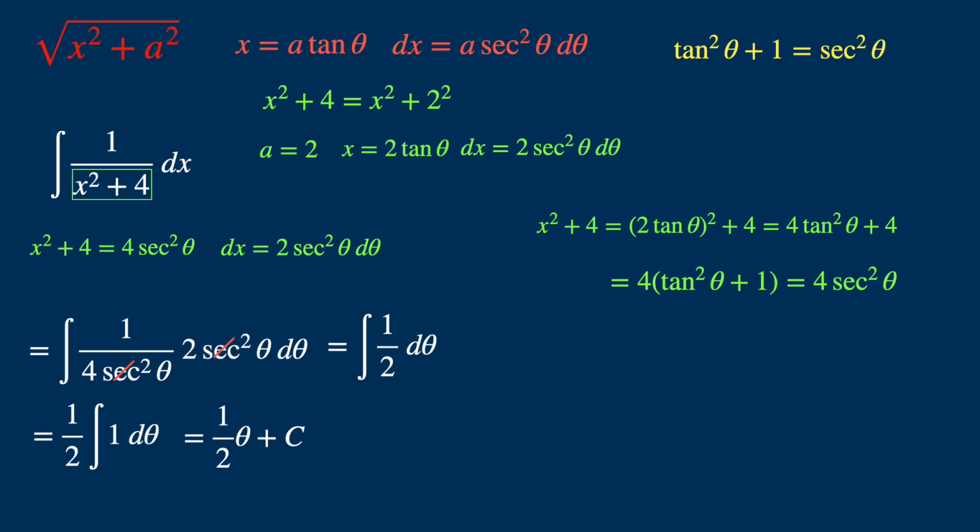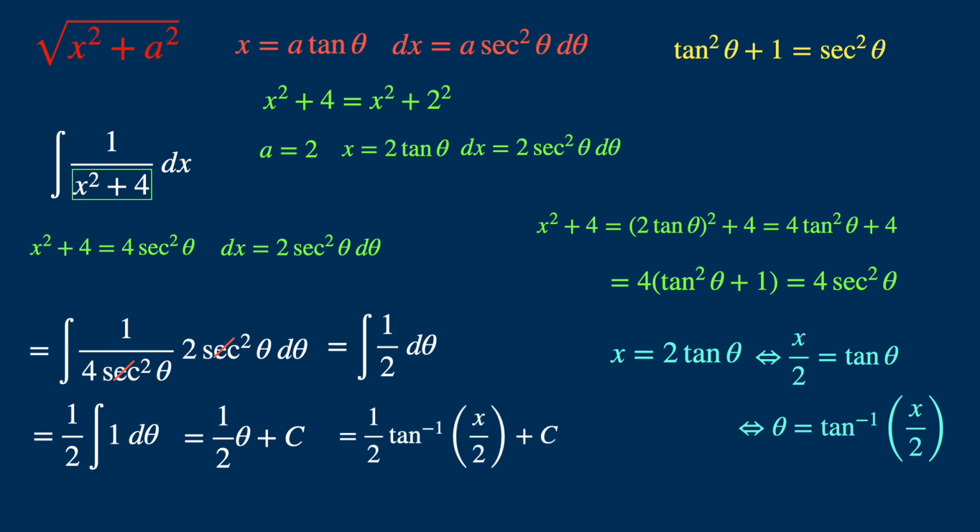All the way up, x equals 2 tangent theta. We have to find theta. First, isolate tangent. That's x over 2 equals tangent theta. Now to find this theta, we're going to take the inverse trigonometric function. Theta is going to be arctangent of x over 2. The final answer is 1/2 arctangent of x over 2 plus C.